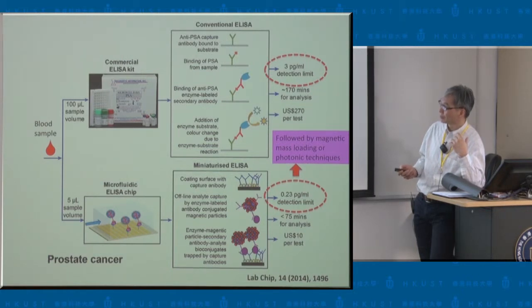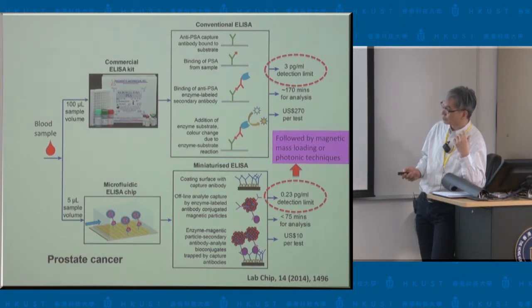Basically, you have a test strip, and then the test strip is sensitized, functionalized with a certain antibody, and then it tries to detect its target antigen. In this case, it's actually PSA, prostate-specific antigen. And you can buy kits like this, and it's 3 picogram per mil detection limit. It costs you $270 US.